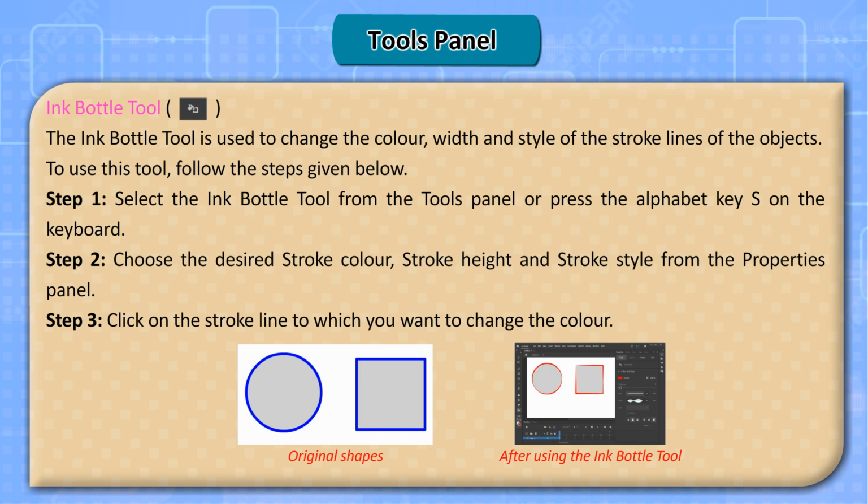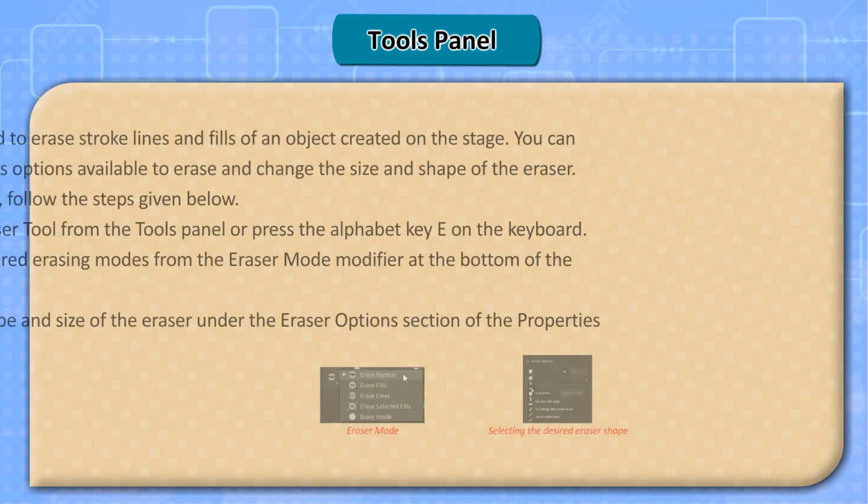Ink bottle tool. The ink bottle tool is used to change the color, width and style of the stroke lines of the objects. To use this tool, follow the steps given below. Step 1. Select the ink bottle tool from the Tools panel or press the alphabet key S on the keyboard. Step 2. Choose the desired stroke color, stroke height and stroke style from the Properties panel. Step 3. Click on the stroke line to which you want to change the color. Original shapes. After using the ink bottle tool.